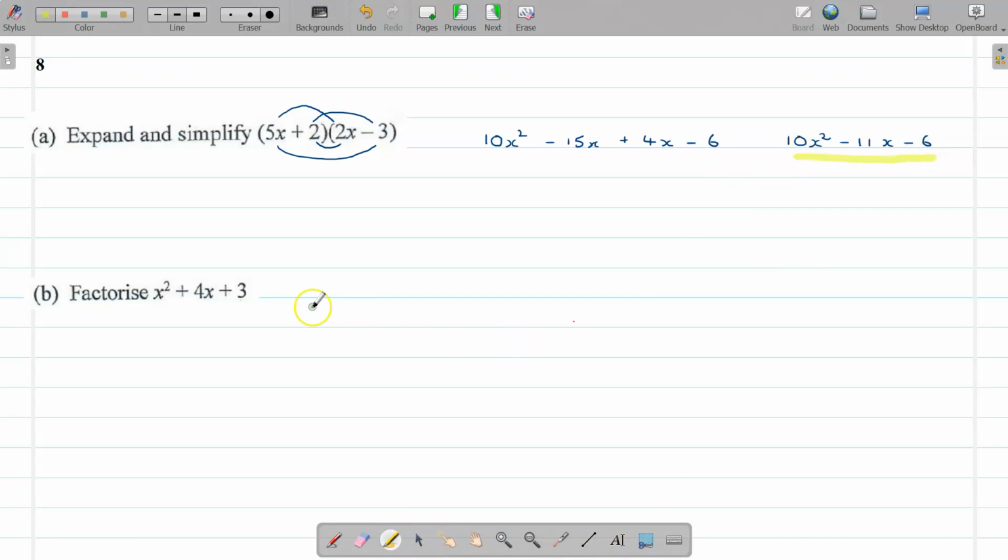Multiplying out brackets. And factorising this, well, we're looking for the factors of 3 that add up to 4. So it's going to simply be 3 and 1. So it's going to be x plus 3 times x plus 1. And if you did FOIL on that, you would see that it would come back to this.